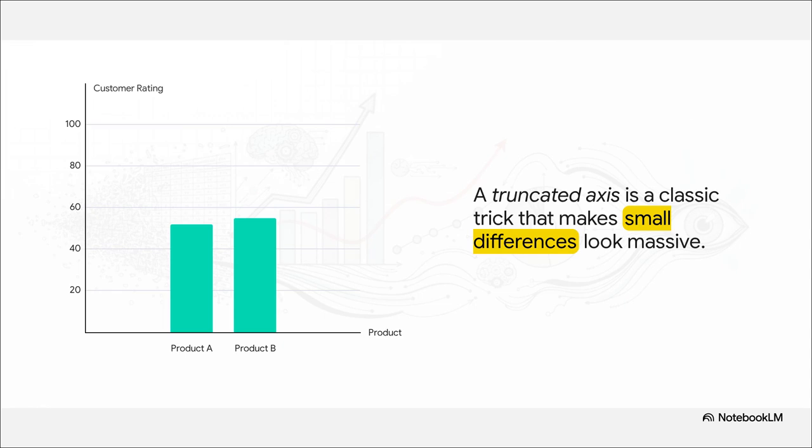Let's look at a classic example of a bad, misleading chart. See how the vertical axis here doesn't start at 0? They call this truncating the axis. And what it does is it makes tiny, maybe even insignificant differences between the bars look like these huge, dramatic gaps. It's honestly one of the most common tricks in the book for distorting the truth.